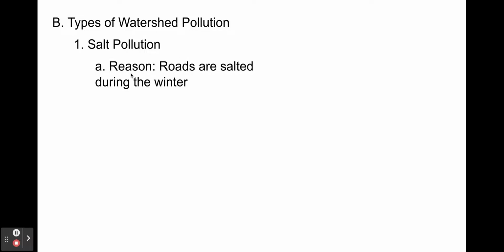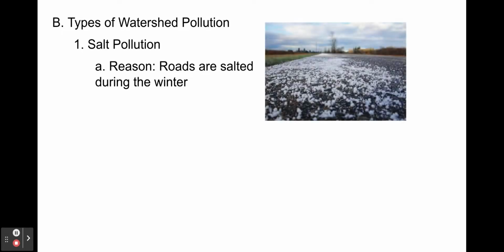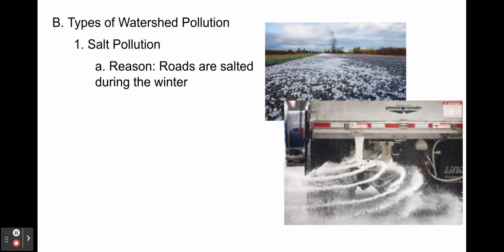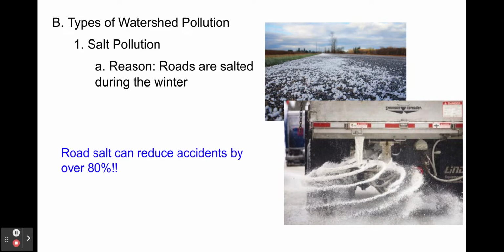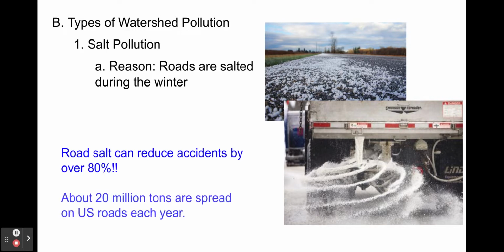The reason for salt pollution is roads are salted during the winter. And you learned about this in class. We put down salt on our roads. You've seen this. And this is really important because road salt can reduce accidents by over 80%. So we're not going to stop using it. But we could work on decreasing how much salt we use and using it more effectively. Right now, about 20 million tons of road salt are spread on US roads every year. So let's talk about the impacts of that salt pollution.